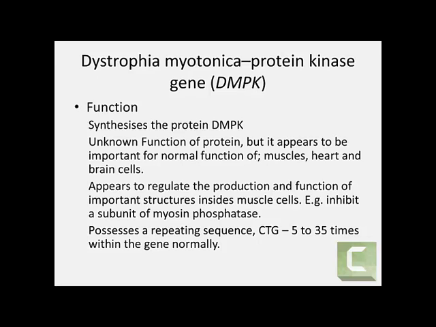The function of the DMPK gene is to synthesize the DMPK protein. The function of this protein has not been determined fully, but it appears to affect the function of muscular, cardiovascular, and neural tissue. One known function of the DMPK gene is its ability to inhibit myosin phosphatase. Myosin phosphatase is an enzyme involved in muscle contraction and relaxation. A normal DMPK gene has a CTG repeat region ranging from 5 to 35.